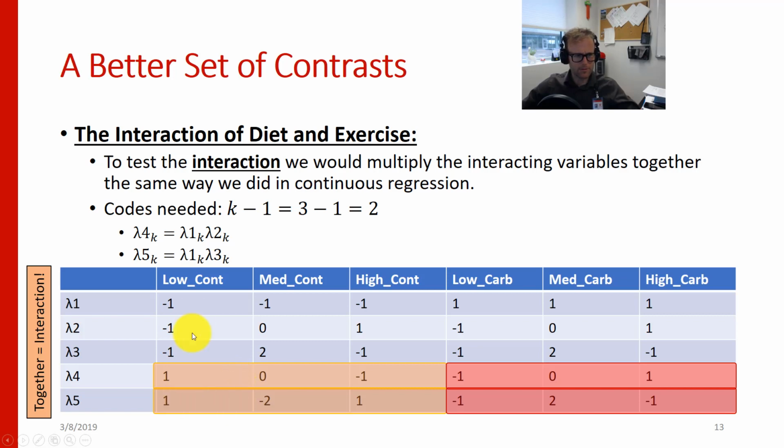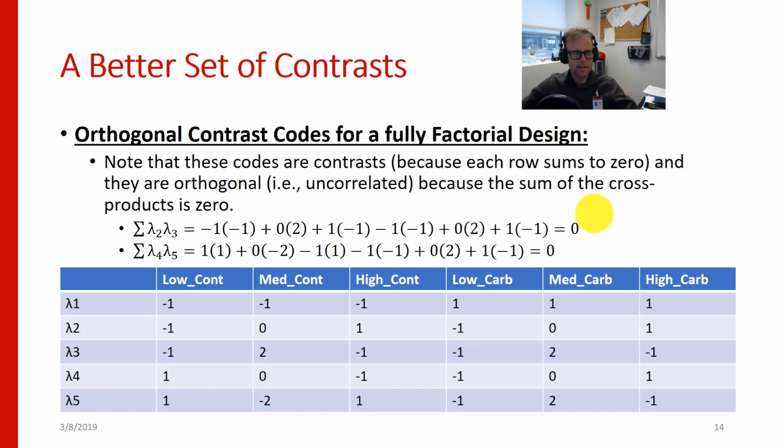And similarly with lambda 5, right, we're multiplying lambda 1 times lambda 3, so negative 1 times negative 1 is 1, negative 1 times 2 is negative 2, and negative 1 times negative 1 is positive 1, and then the sign of these three values switches when we go into the other group. So these contrasts, in which the sign changes as you go from one level of a variable to the other level of the variable, is what's going to allow us to see, is the effect of exercise different if we have different diets.